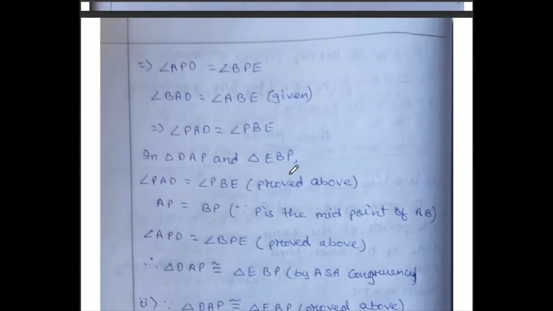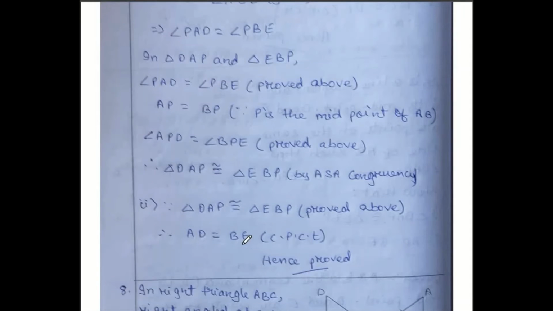Now select both the triangles, triangle DAP and triangle EBP. This and this already proved is written on the top. That's why inside the bracket you write proved above. AP and BP, because of the midpoint, both are equal. Since P is given as a midpoint, and angle APD and angle BPE both are equal, proved above. So both the triangles are congruent by angle side angle congruency. And you know that when triangles are congruent, then all the remaining parts are equal. So AD and BE both are equal by CPCT. So it is proved.